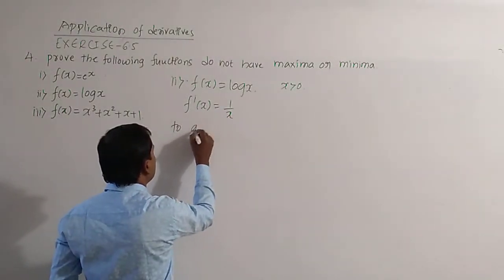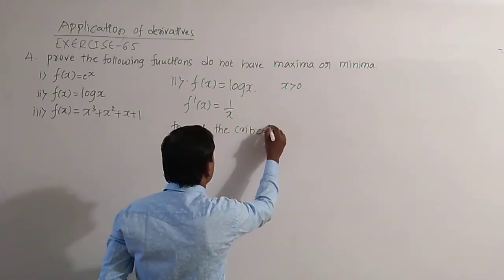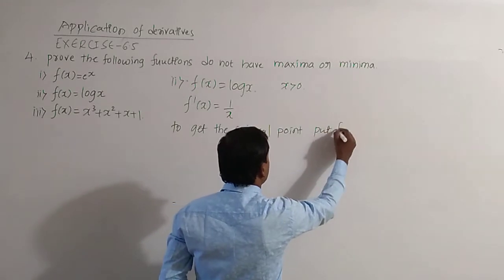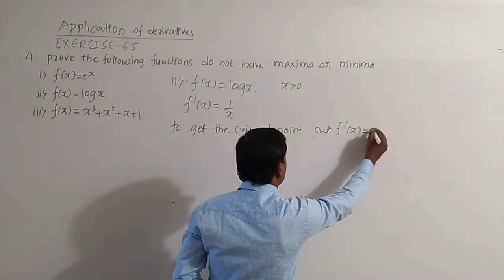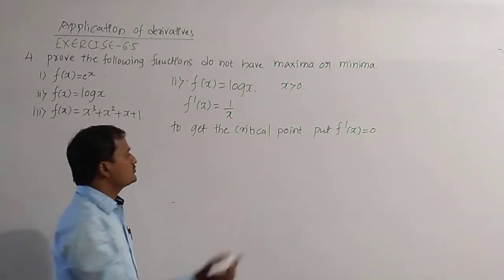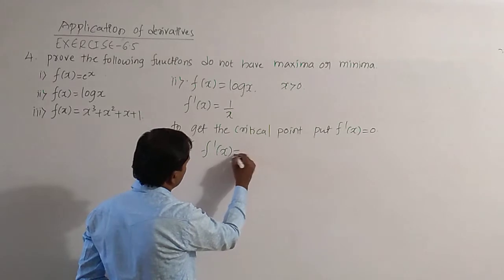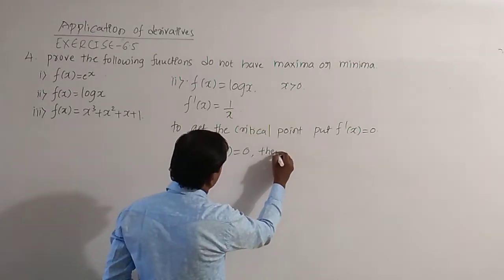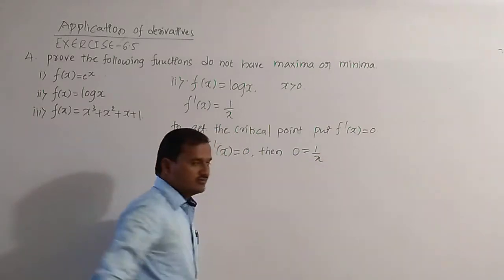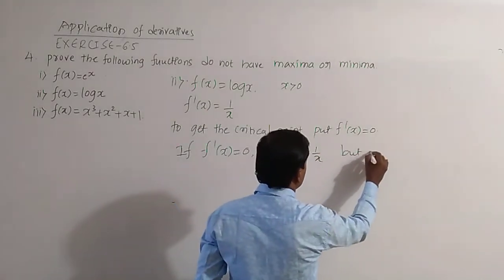To get the critical point, put f dash of x equal to 0. To get the critical point, we have to substitute f dash of x equal to 0. So if f dash of x equal to 0, then 0 is equal to 1 by x. Again it is not possible.